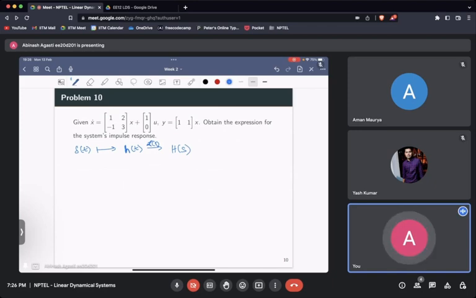Is it not? So, yeah. So essentially we can obtain the system's impulse response as the inverse Laplace of the transfer function of the system. Alright. So x dot equal to Ax plus Bu and y equal to Cx. So what is the transfer function of the system?